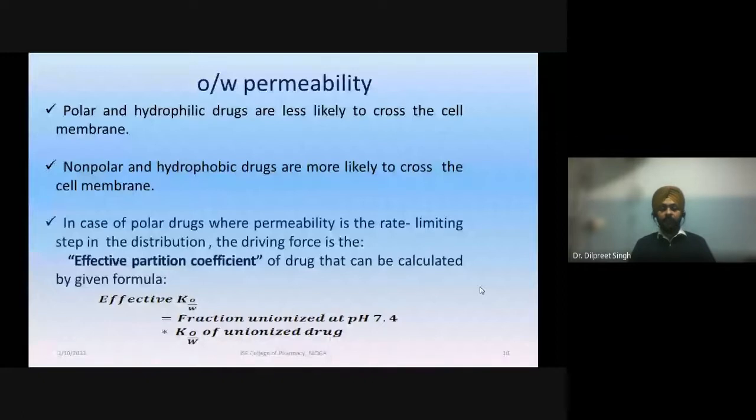When we talk about non-polar drugs, they are less likely to cross the membrane due to poor permeability. In the case of polar drugs, where permeability is the rate limiting step in drug distribution, the driving force is the effective partition coefficient of the drug, which can be calculated by the given formula. That is, effective partition coefficient is equivalent to Ko/w times the fraction unionized at a pH of 7.4, where Ko/w is the oil-water partition coefficient and the fraction unionized is the fraction of unionized drug at a particular pH, that is pH 7.4.